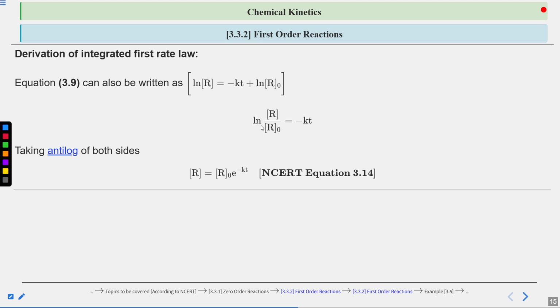So what will happen? When you remove the ln at the left hand side, this quantity will become equal to e to the power minus kt. So this base e will go to the right hand side, and whatever quantity is present at the right hand side will go in the power of the e, or power of the base. So base is e, so r by r0 is equal to e to the power minus kt, and you can also write that as r is equal to r0 e to the power minus kt. This is the equation marked as NCERT equation 3.14.